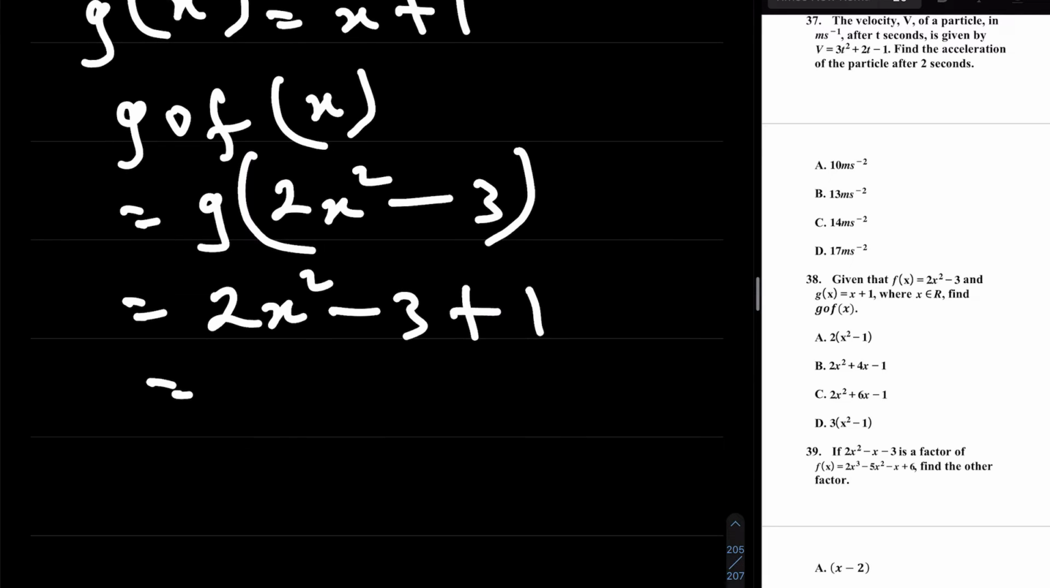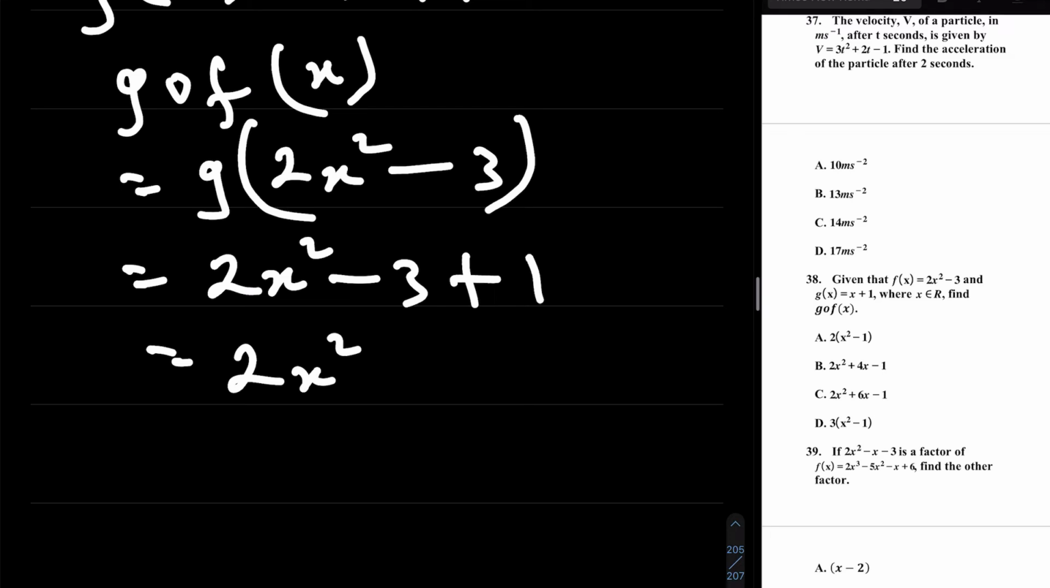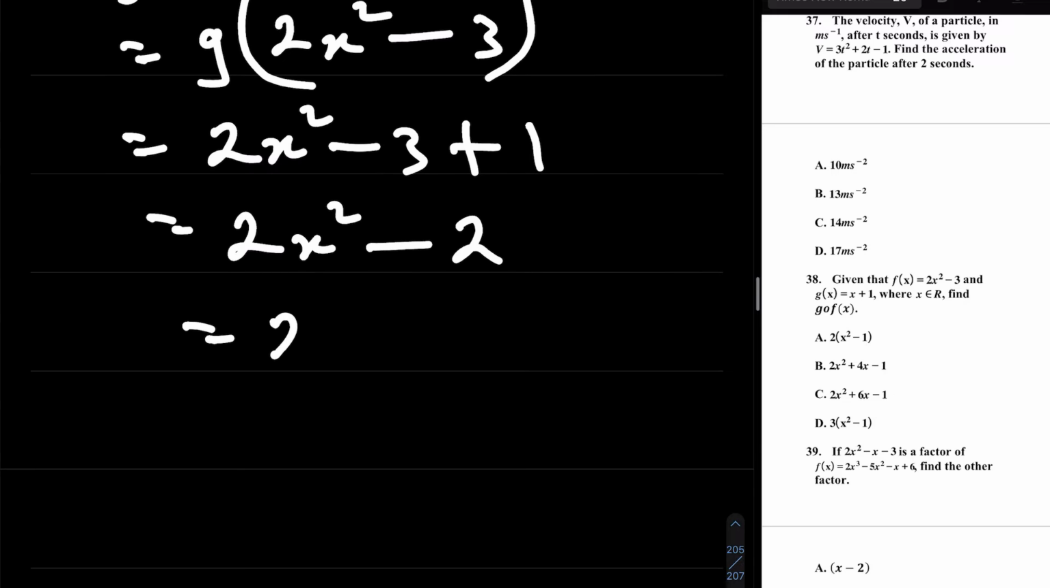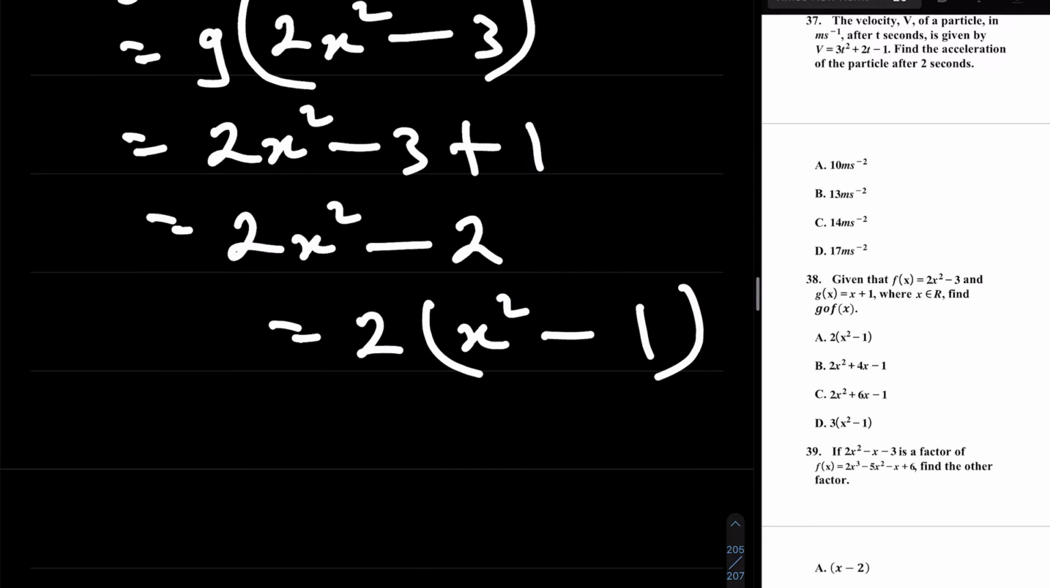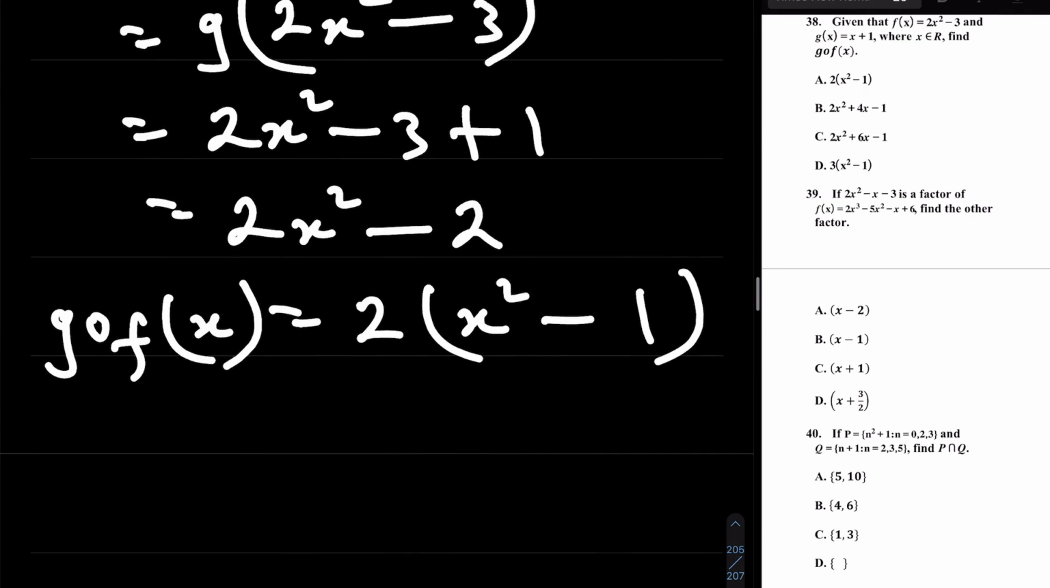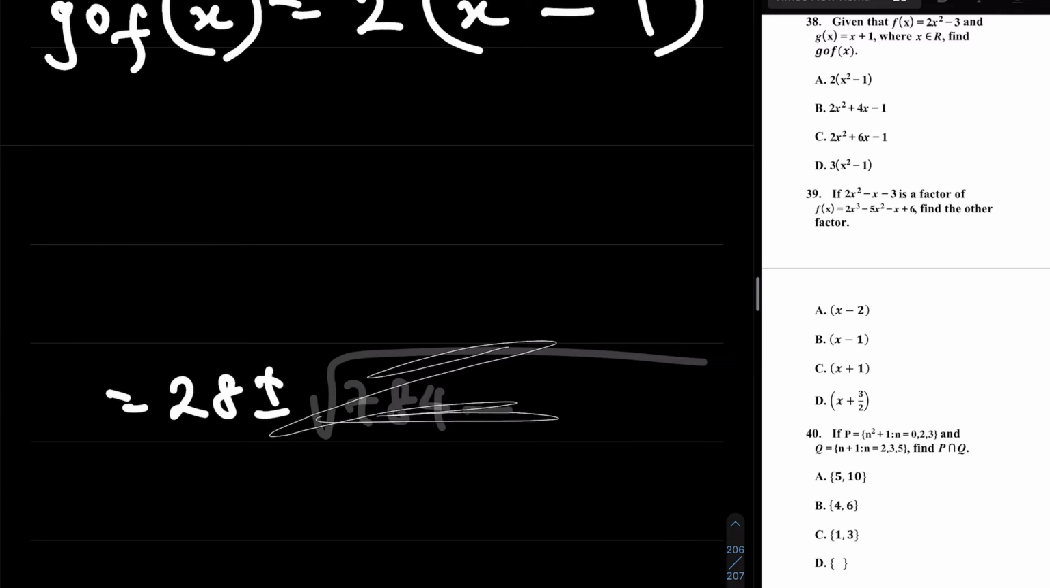And that's the same as 2x squared minus 2. And I'm sure they would factorize that. That's 2 into bracket x squared minus 1. That's g of f of x. So that simply means g of f of x is equal to 2 into bracket x squared minus 1. And the correct option is A. You go straight to the next, which is number 39. Number 39.